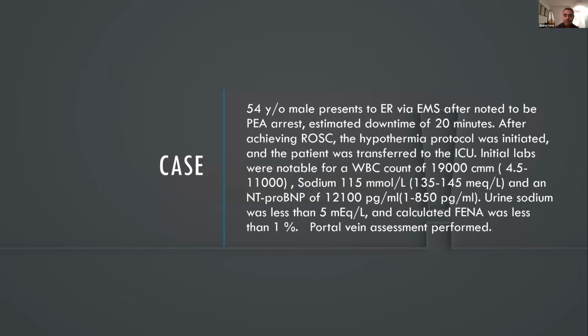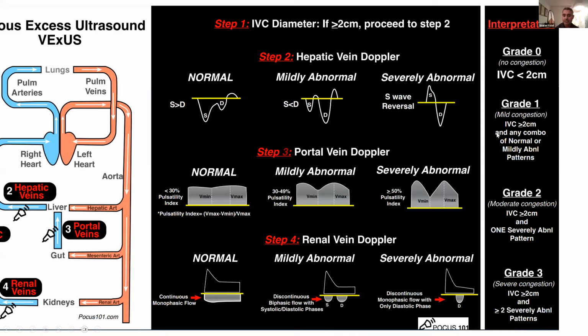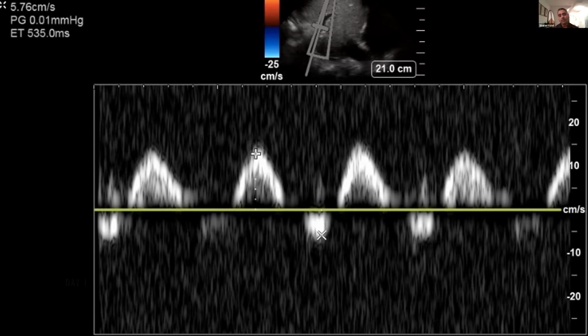So take a look again. Just to familiarize yourself with this figure, you look at the IVC, you can look at the portal vein, and you can look at the renal vein Doppler. What I often do is I look at the IVC first. If there isn't congestion, I'm done. But if there is congestion, I'm moving on to the next step. So, right, you're grade 0, grade 1, grade 2, grade 3. In this patient, there was a dilated IVC. So I went and did the easiest test after that, either the hepatic vein or the portal vein. And when I looked at the portal vein, this is what it looked like.